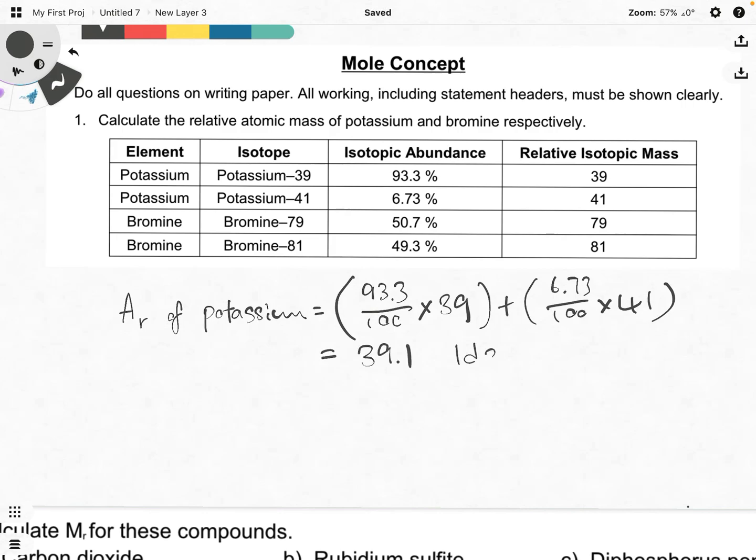Leave your answers in 1 dp. Notice that there are no units because this is a ratio that we are working with, a ratio to the mass of 1/12 of a carbon atom.